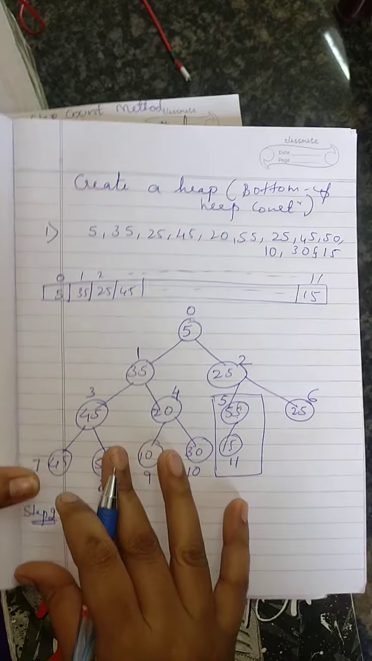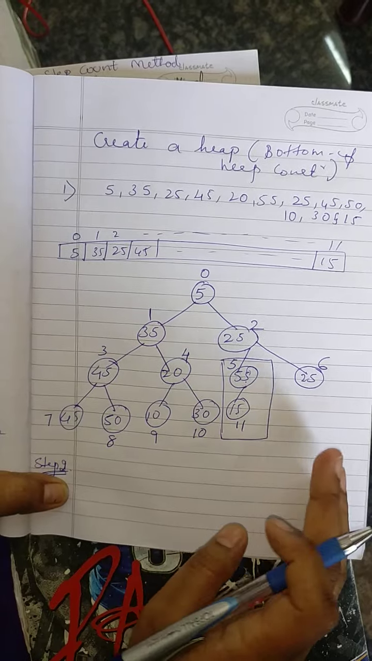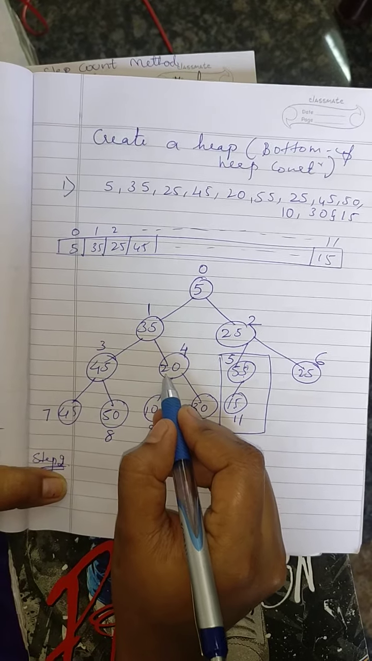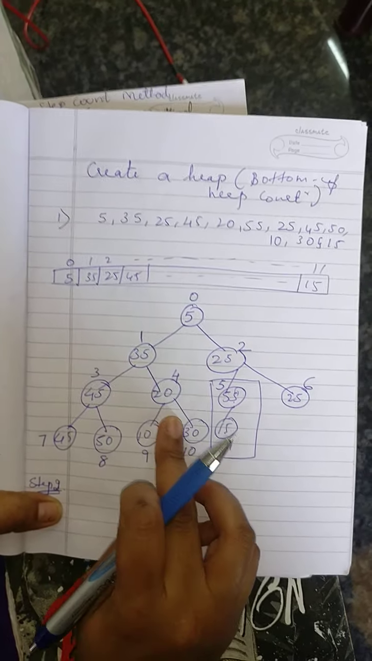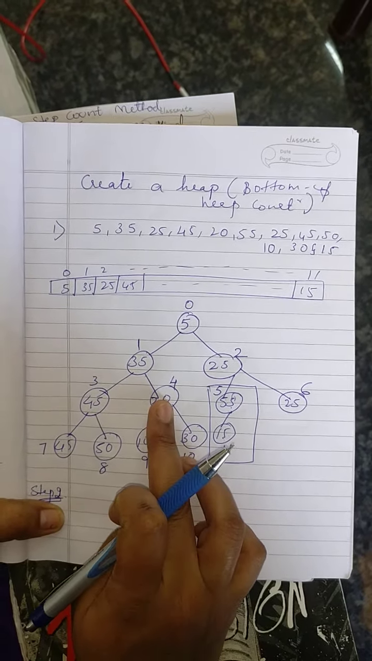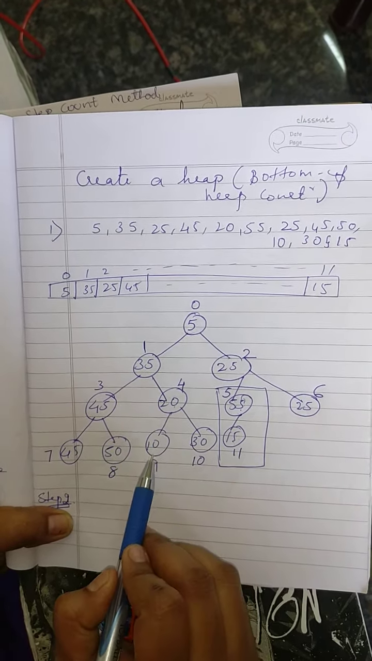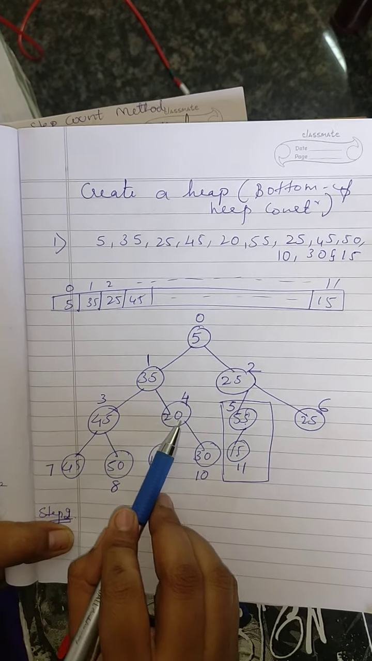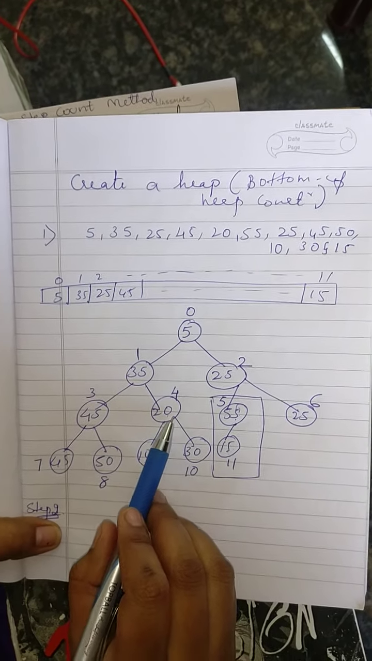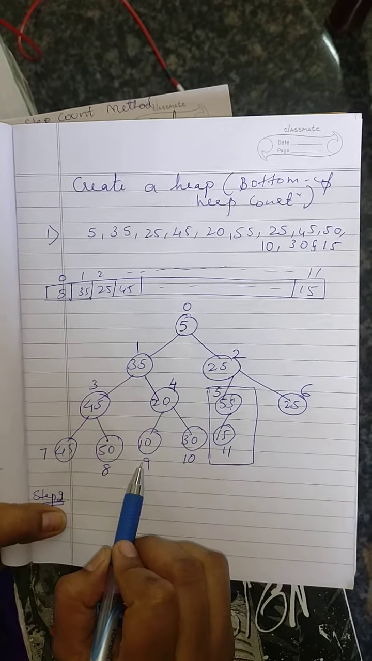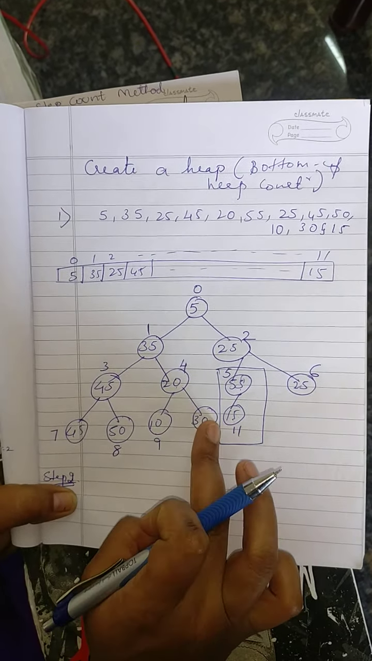Next, step 2. We'll go for the next step, which is the next last non-leaf node. The next last non-leaf node is here, this one. This is 20, correct? Now in the above figure, when you compare the item 20 with its children 10 and 30, observe: is 20 greater than 10? Yes, satisfied. Is 20 greater than 30? No. So what you have to do is exchange this. So this is not a heap now.